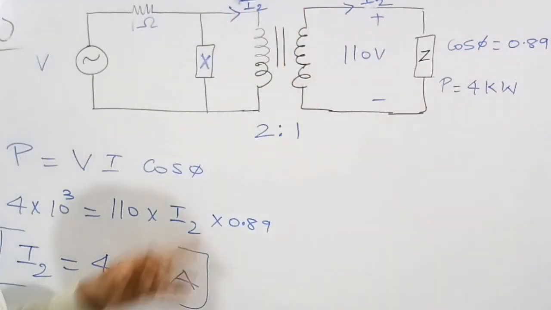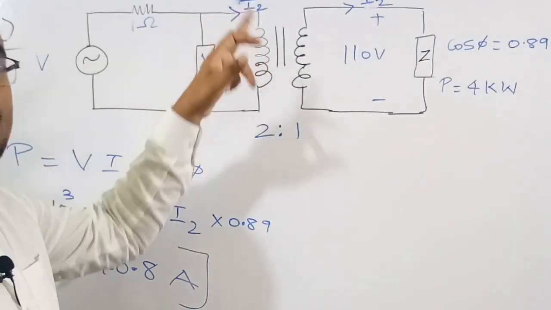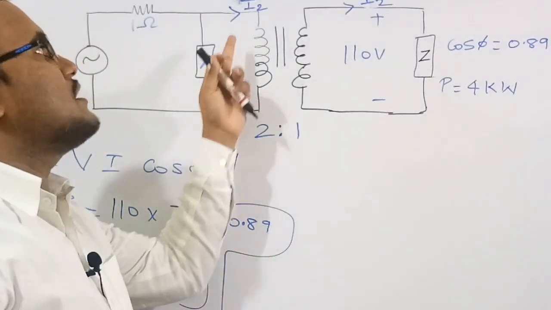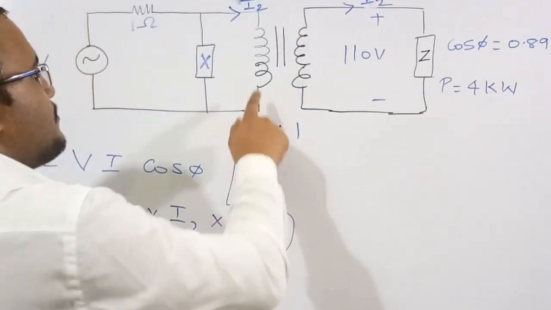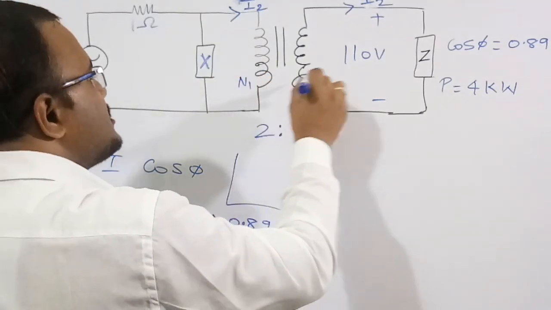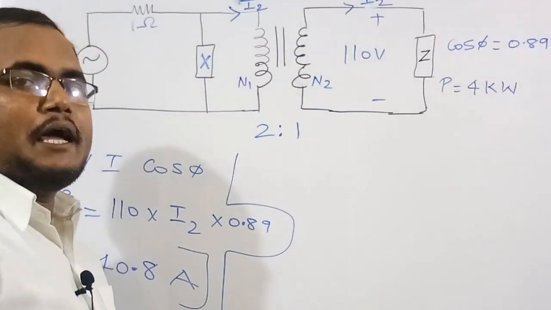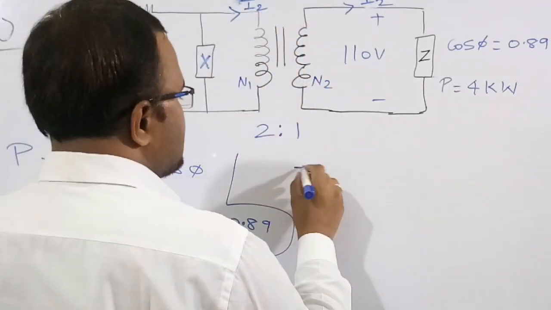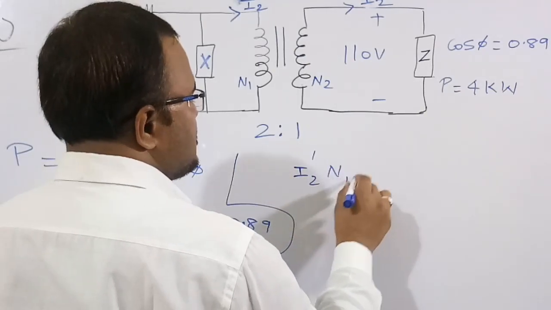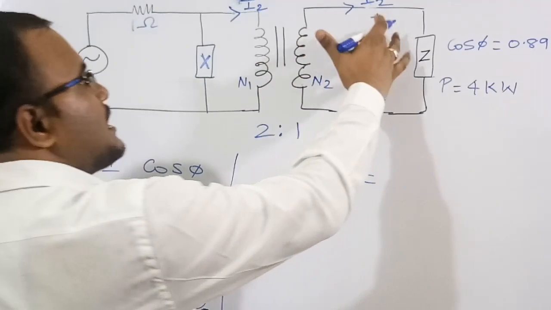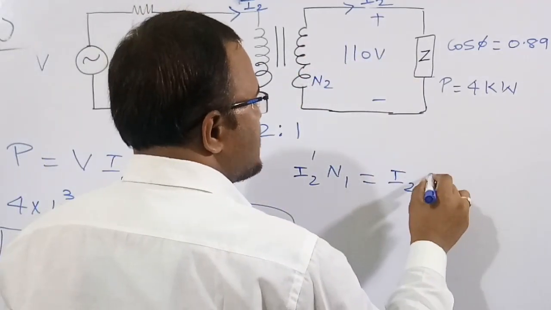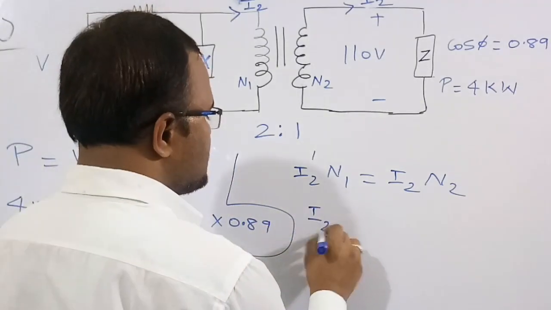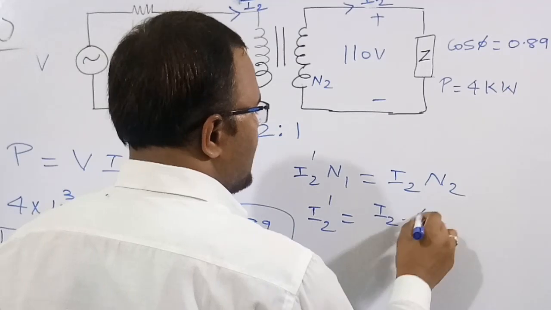We can figure out this current I2 dash by the MMF balance method, as I have told previously. By the MMF balance method, we calculate the value of I2 dash. The primary turns are N1 and the secondary turns are N2. MMF follows current into turns. So the primary MMF, I2 dash N1, is equal to the secondary MMF, which is current I2 into turns N2. We need to find I2 dash, so I2 dash is equal to I2 into N2 by N1.